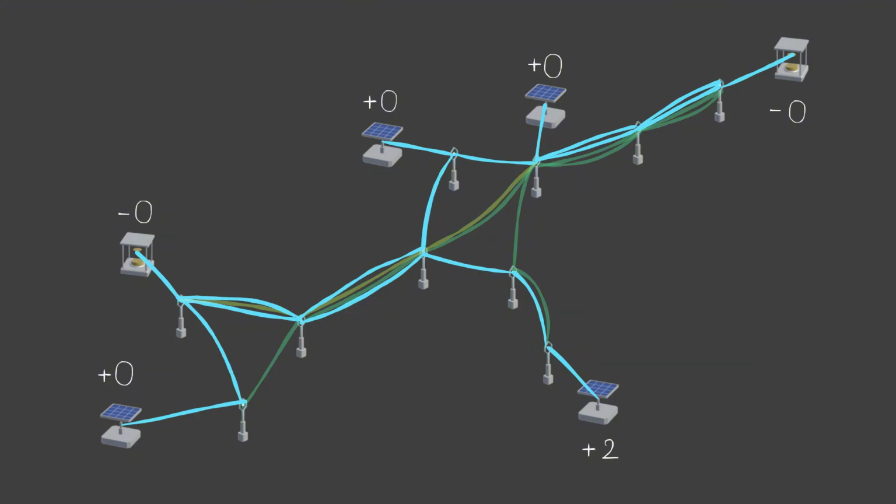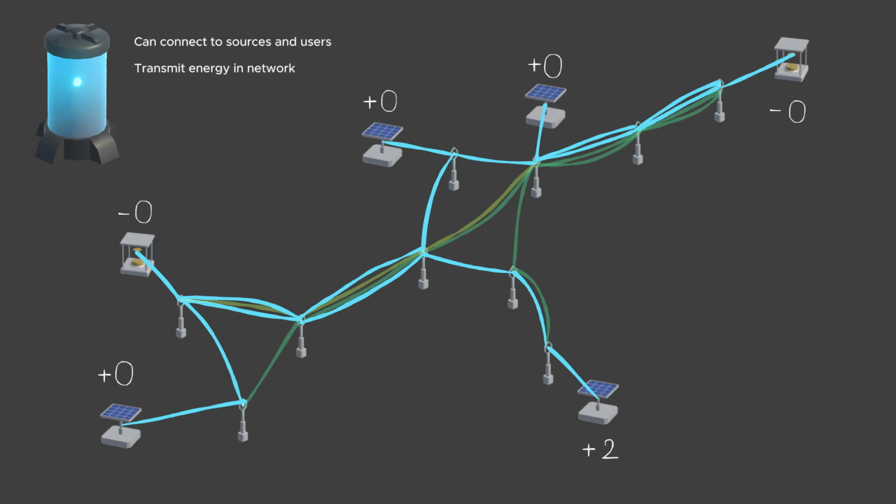As you might have noticed, after drawing energy from all sources, one source still has energy production left over. So, what can we do with it? We build a battery station to store excess energy. To integrate the battery into the power grid, we treat it as a special type of transmitter. This means it can connect to sources or users, transmit energy across the network, store surplus energy, and even act as a temporary source when needed.